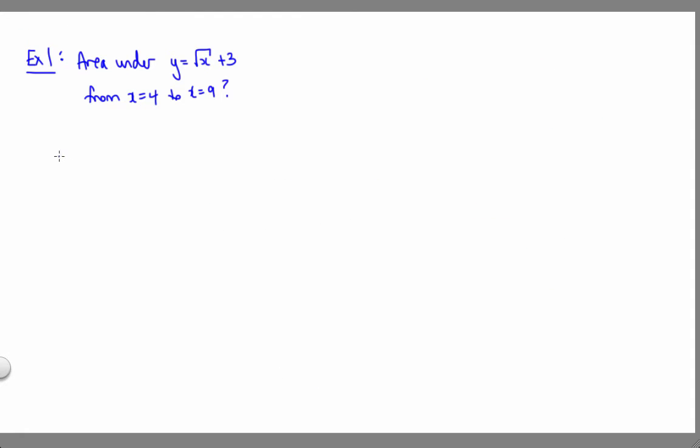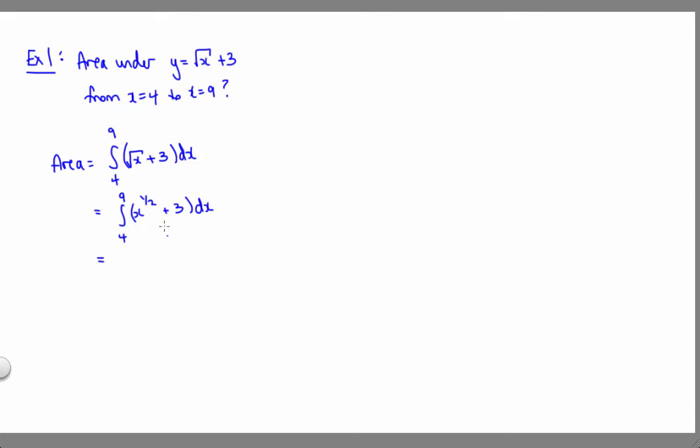For our first main example, let's calculate the area under the function y equals root x plus 3 from x equal 4 to x equal 9. Well, the area is going to be defined as the integral from 4 to 9 of the function root x plus 3, and we'll be integrating with respect to x. So first thing we might like to do here, just rewrite that root x as x to the 1/2. That could be a mental step if you like.